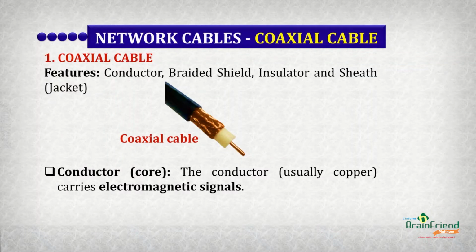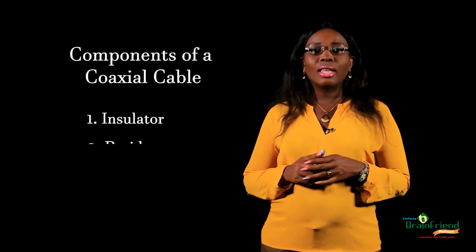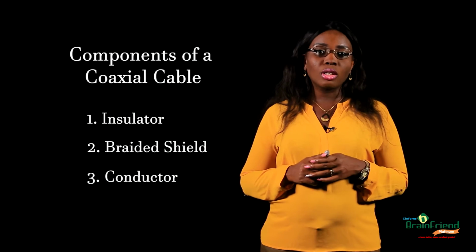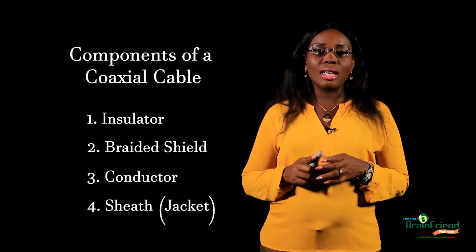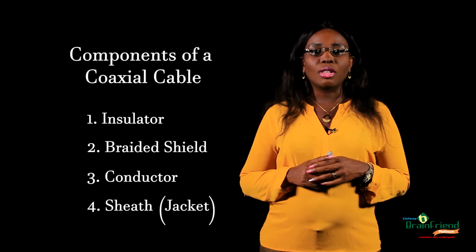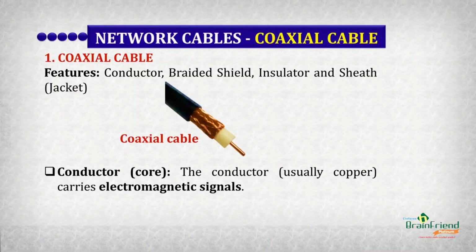We will begin with the first one, which is the coaxial cable. A coaxial cable is a type of network cable made up of the following components: an insulator, a braided shield, a conductor, and a sheath, also known as a jacket. Now let's look at these different components. The first component we have here is the conductor, which is usually made up of copper, and it carries electromagnetic signals. So from this image of a coaxial cable, this is the conductor, which is also known as the core.